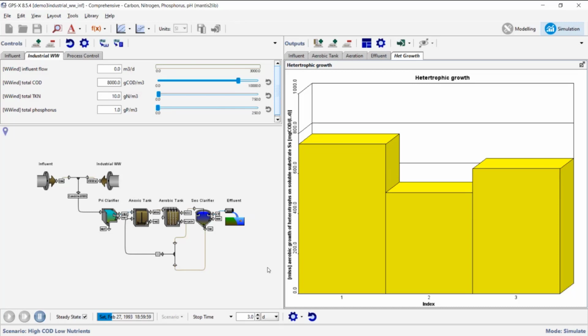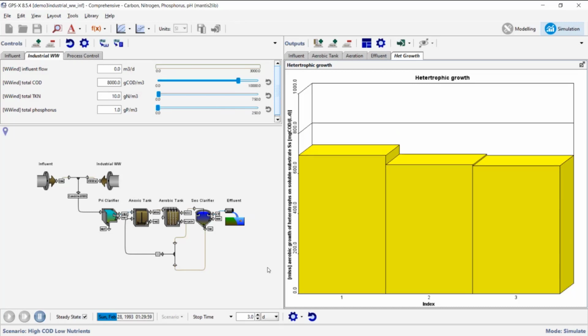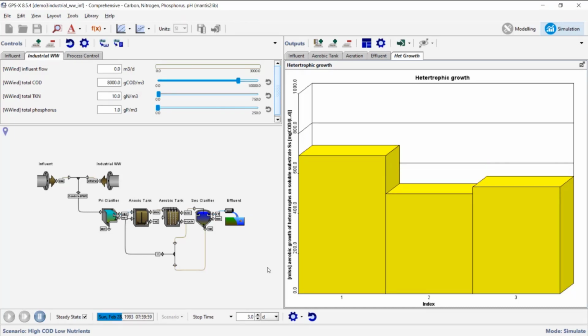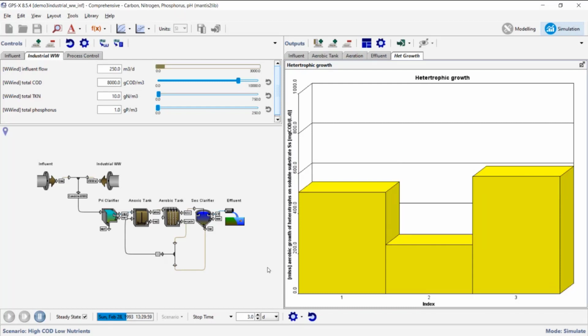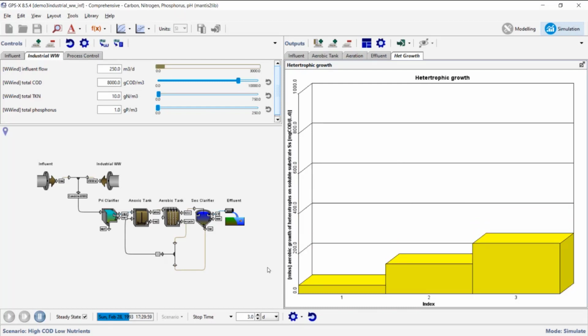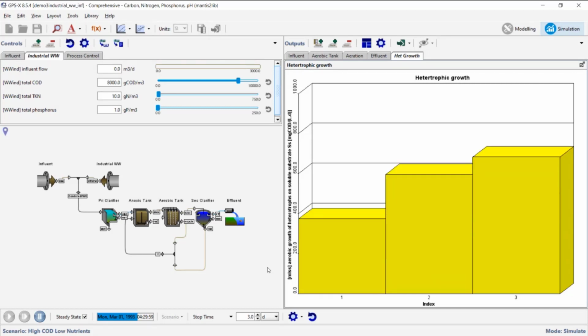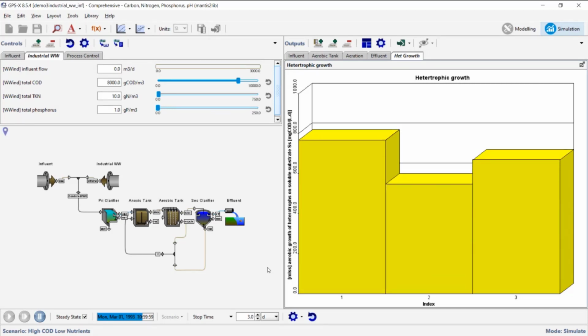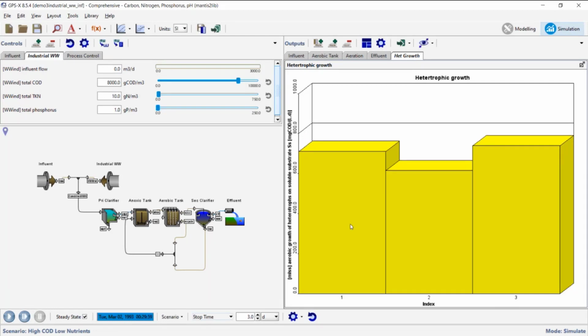So you can see here that the daily diurnal pattern is proceeding along and the flow is going up and down. And then here, oh, now we've got our loading coming in, and you can see eventually the growth just completely peters out, except for a little bit in the last zone. And then it comes back to life again after the COD load is finished. So it's a really cool way to do that.